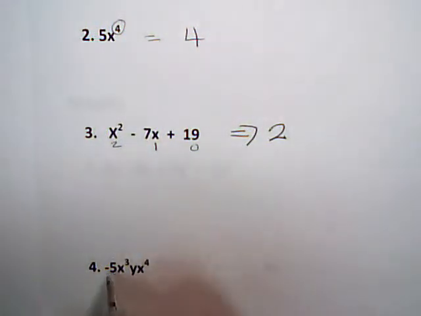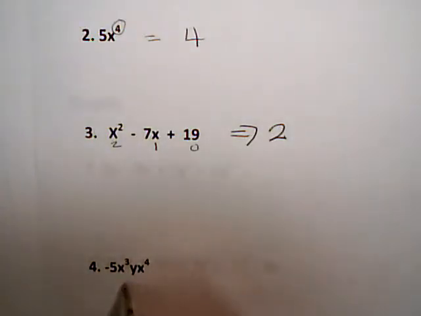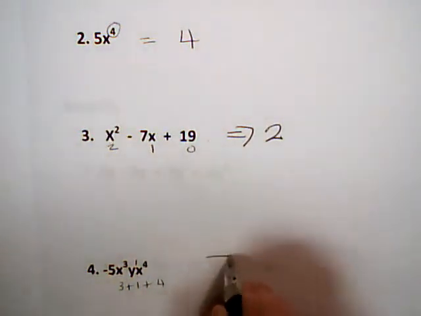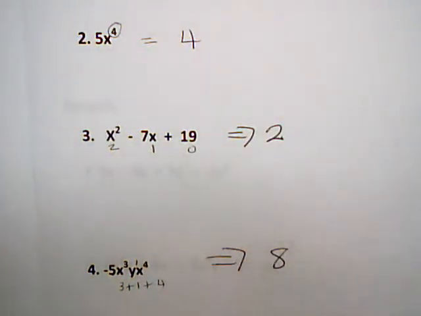All right. Negative 5x cubed yx to the 4th. Everything's being multiplied, so this is one term. This is a monomial. You have a 5 that has a degree of 0, remember. You have a 3 plus an understood 1 plus a 4, making this a degree of 8.